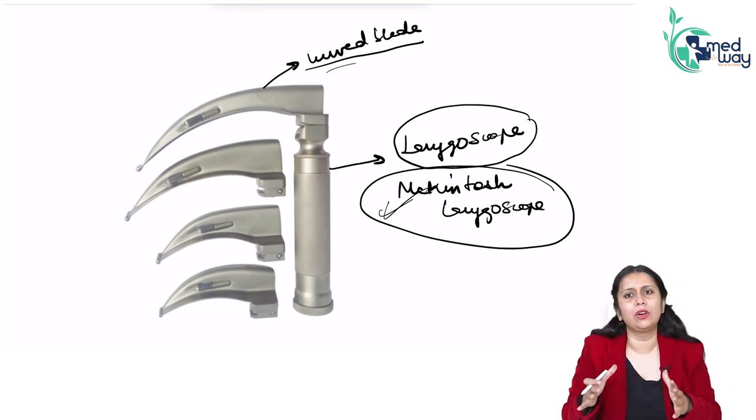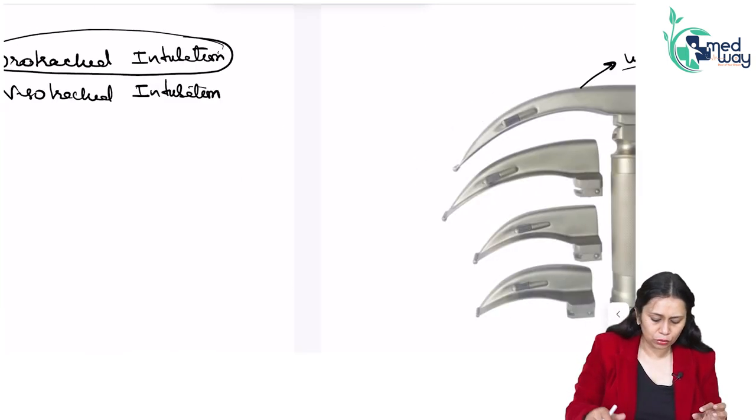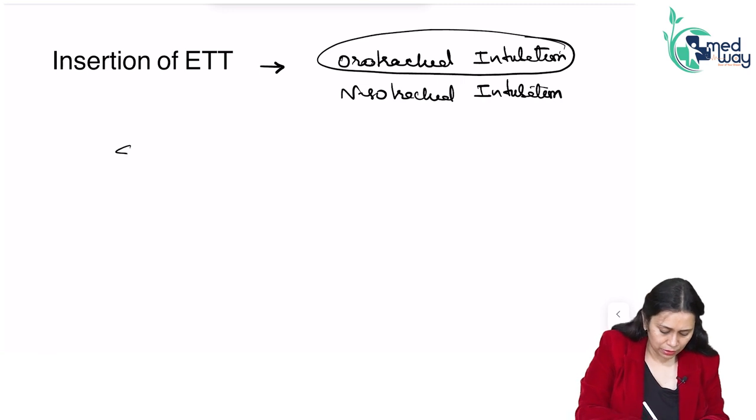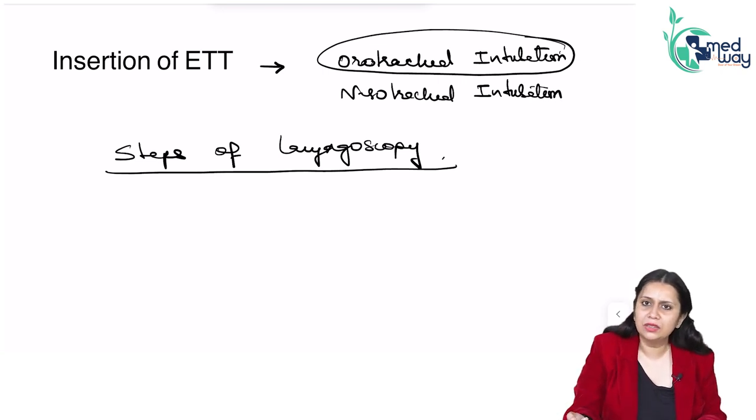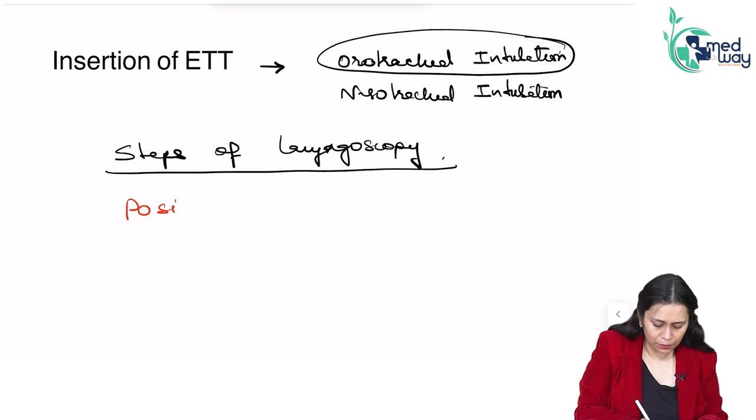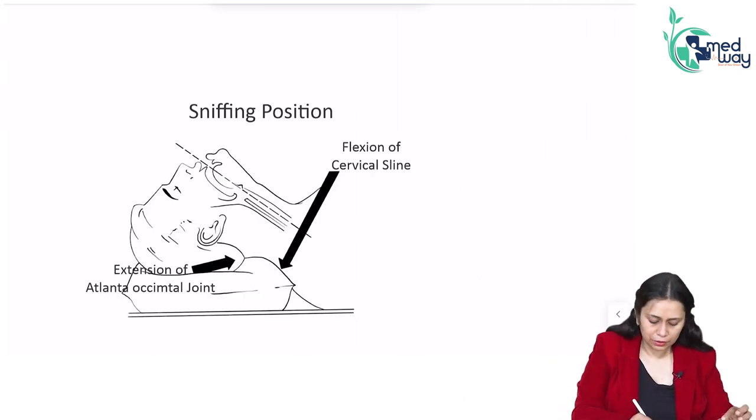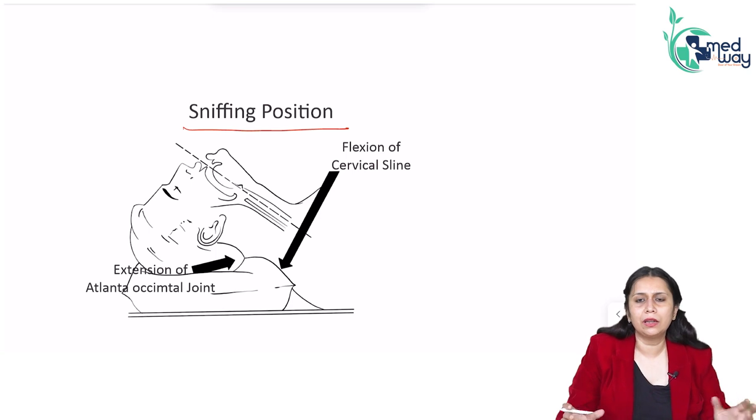So what are the steps of laryngoscopy? We will talk about orotracheal intubation, steps of laryngoscopy. The first step is position. You make a proper position. What is the position which we make for laryngoscopy? This is called the morning sniffing position. When in the morning the weather is very good and you want to take the fresh air, how do you take it? This is the morning sniffing position.